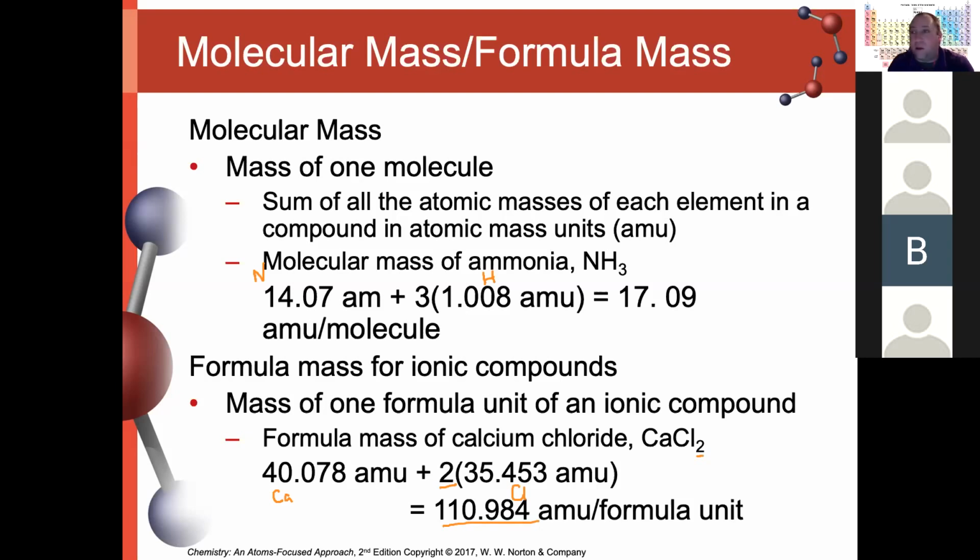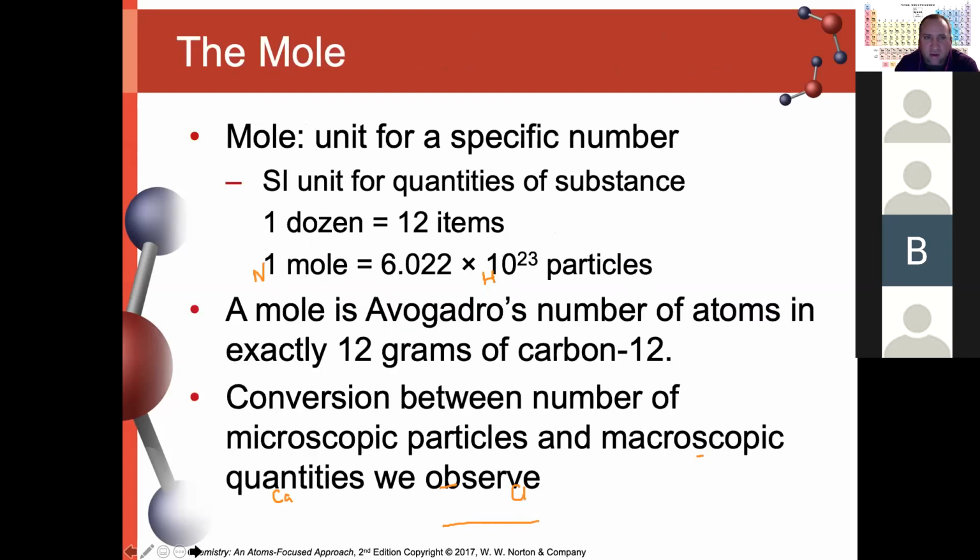Now, this is all well and good, assuming that we are actually dealing with individual molecules or individual formula units. The problem is, that's rarely what we're actually doing. So we have to start to look at things from a broader perspective. If we're doing any kind of chemical reaction, or any kind of work in our laboratory, there's a problem with our setup: I'm not going to be able to measure individual molecules. And so this is where a mole comes in.